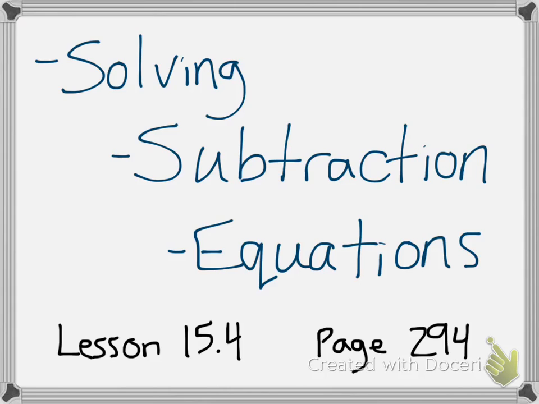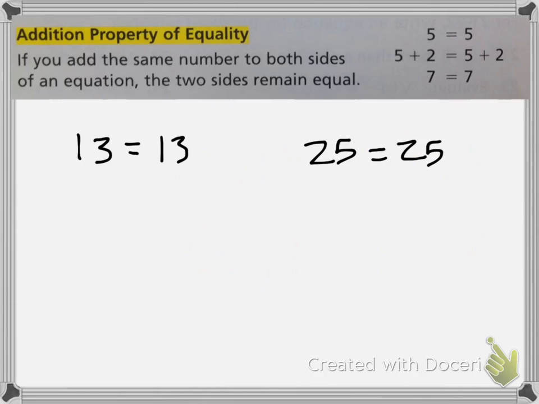Okay, so with solving subtraction equations, there's also another property we're going to look at. We looked at the subtraction property of equality before. Now we're looking at the addition property of equality. And it's exactly the same, but just with addition. And it makes sense. You look at the example, 5 equals 5. And you know that you add 2. If you add 2 to each side, it's going to equal 7, both sides. So the equation remains true.